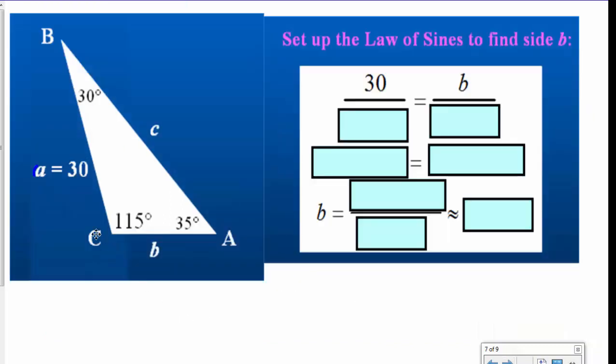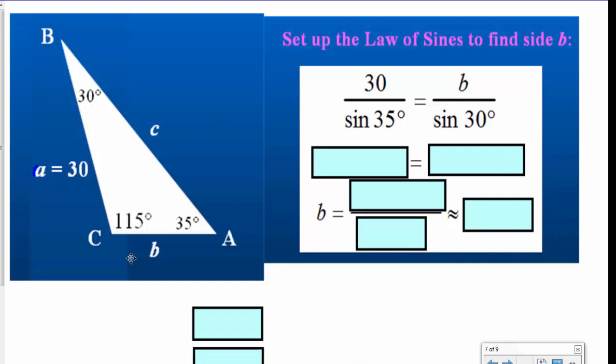Here's our problem. We now have our 35-degree angle for angle A. The side across from it is side A of 30. We're going to first set up the law of sines to find side B. So we have 30 over the sine of angle A, sine of 35 degrees, equals little b, what I want to find, over the sine of the angle across from it, or sine of angle B, which is 30 degrees.